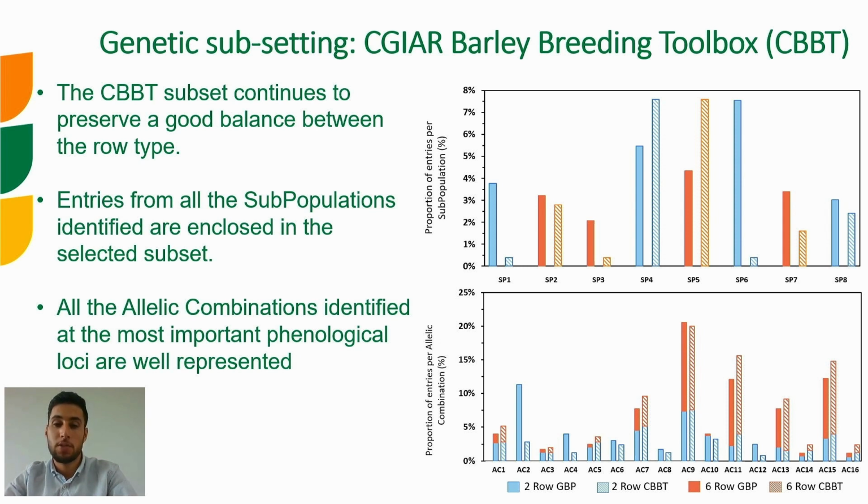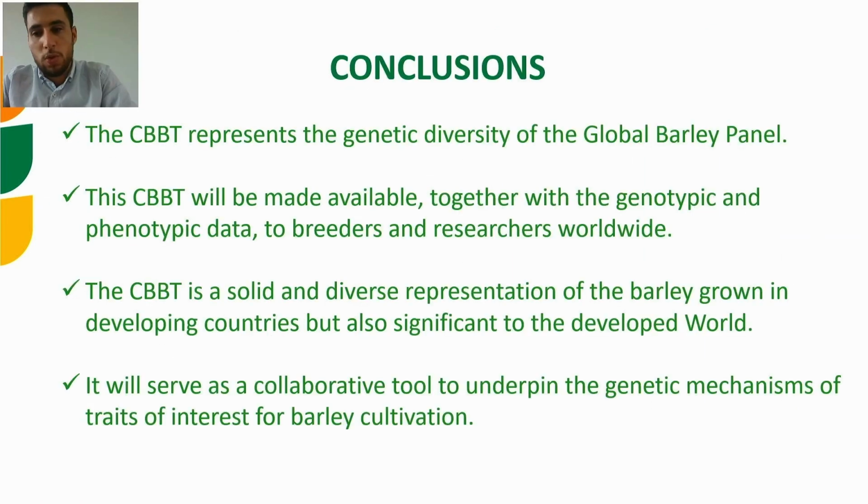In the two graphs at the right of the slide, the filled bars represent the global barley panel and the dashed bars represent the CGIAR barley breeding toolbox. The three subpopulations 1, 3, and 6 are characterized by harboring entries from the USA, Canada, and Europe, the three origins identified as some of the least related to ICARDA material. Also, all 16 allelic combinations identified as the most important phenological loci are well represented in the CGIAR barley breeding toolbox.